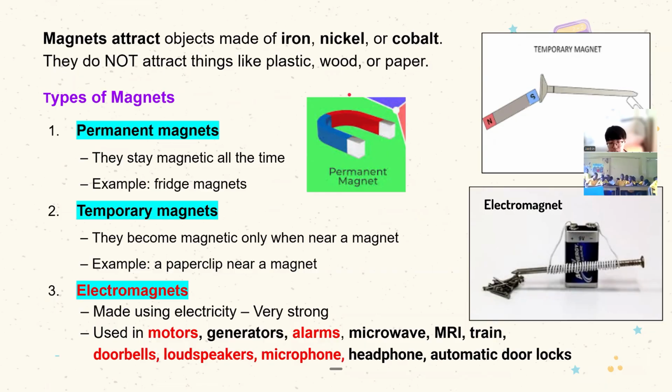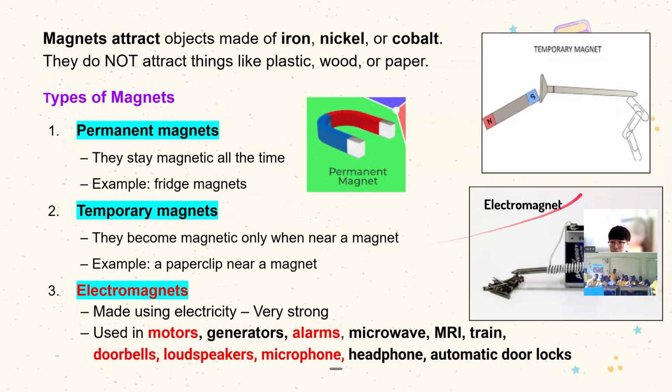So let's look at the types of magnets that there are. There are permanent magnets, which stay magnetic all the time, things like a fridge magnet. There's also a temporary magnet, where they become magnetic only when they're near another magnet. You can see in this picture that the nail and the paper clips are temporary magnets. Only when the magnet is present do they act as another magnet.